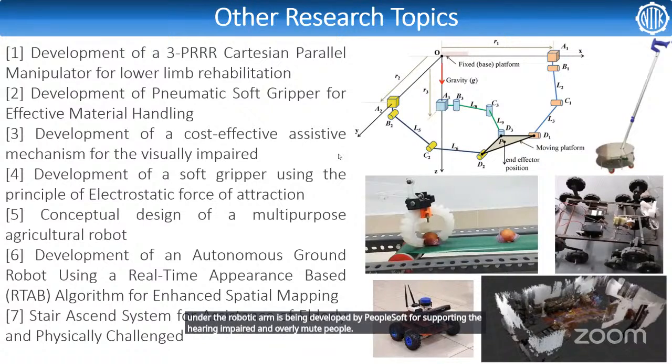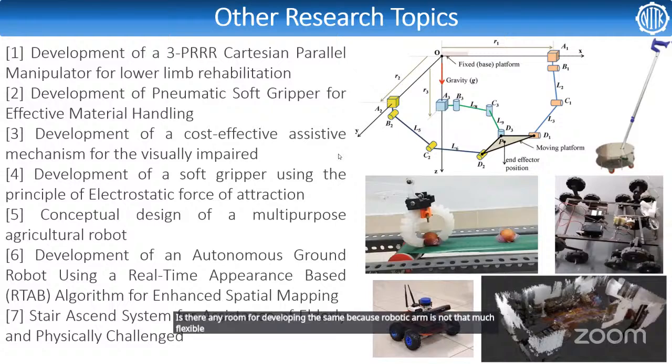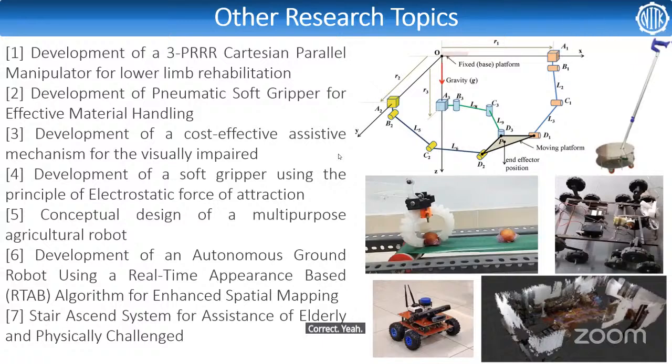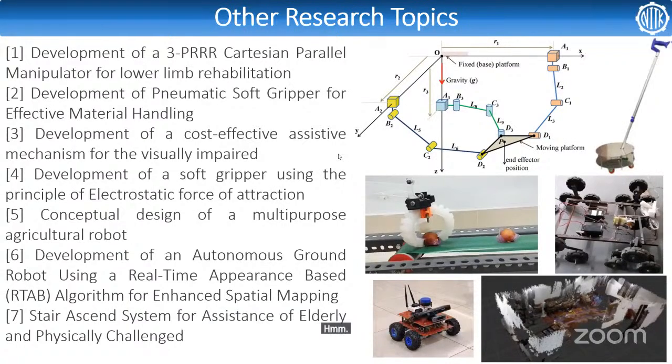Is there any room for developing the same? Because a robotic arm is not that flexible in making the signs for interpreting or establishing communication between hearing impaired and normal people, sir. I hope you are aware of sign language. Correct, sir. If I make the same robotic arm using a soft robot, as you mentioned in the slide, is there any research going on in the same field, sir?